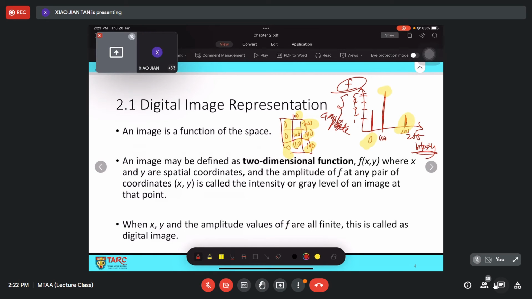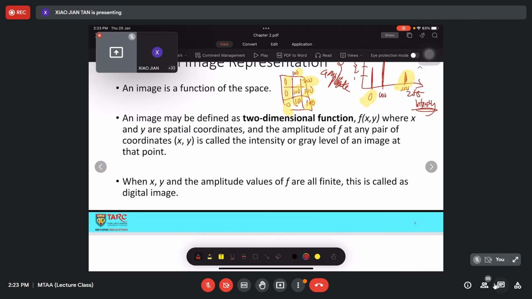So when x and y and the amplitude value of f are all finite, this is called a digital image. Finite means it has a specific value. Because your TV must have a specific length and height, right? It's impossible your TV is infinity. Infinity means your TV without any specific length or specific height, which is not possible. Any image must be a finite image. Why?